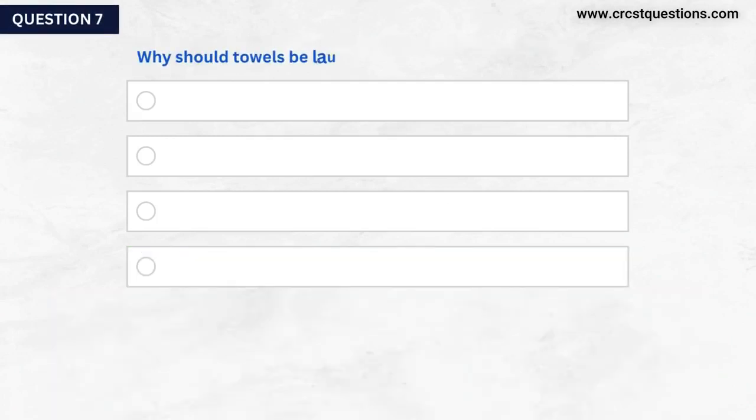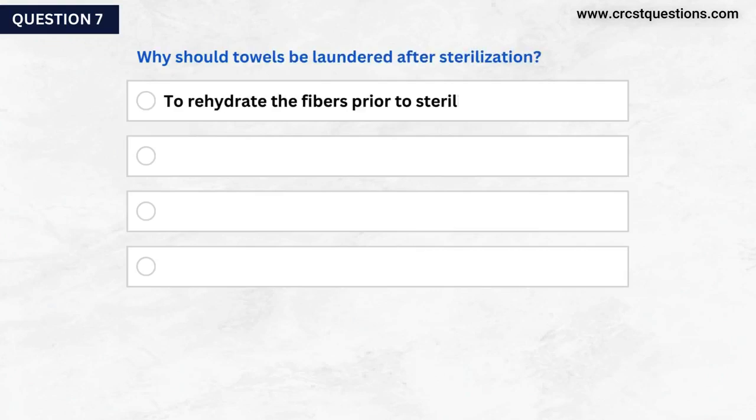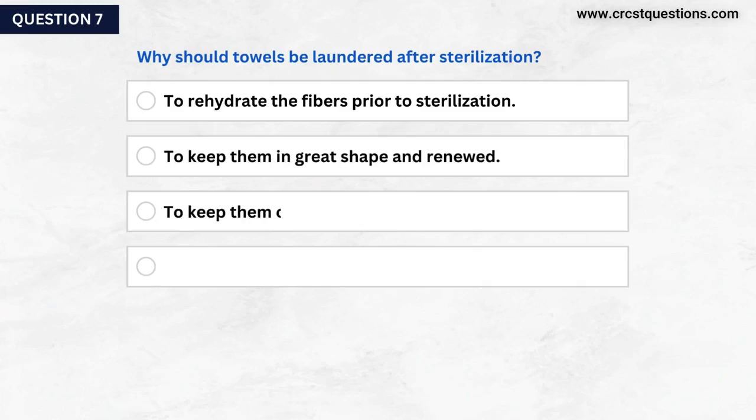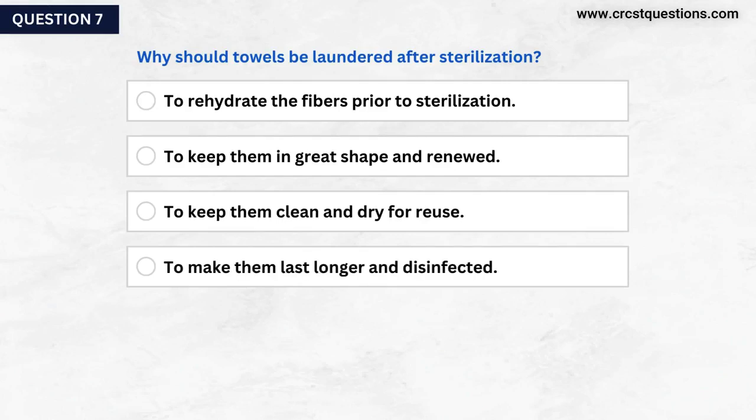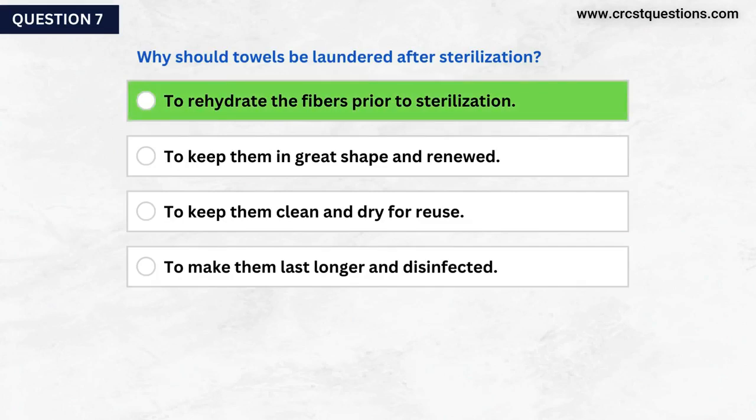Question 7. Why should towels be laundered after sterilization? To rehydrate the fibers prior to sterilization, to keep them in great shape and renewed, to keep them clean and dry for reuse, to make them last longer and disinfected. The correct answer is to rehydrate the fibers prior to sterilization.